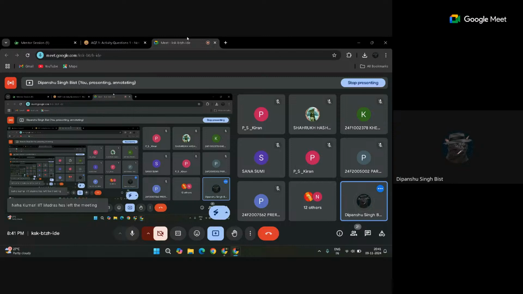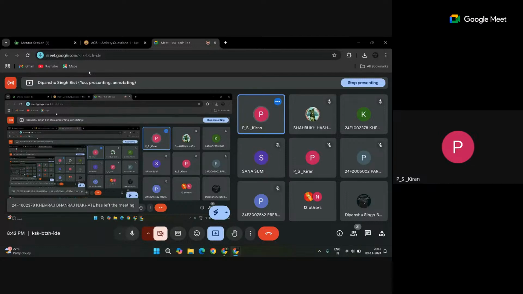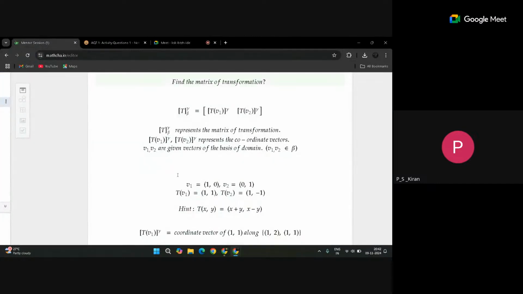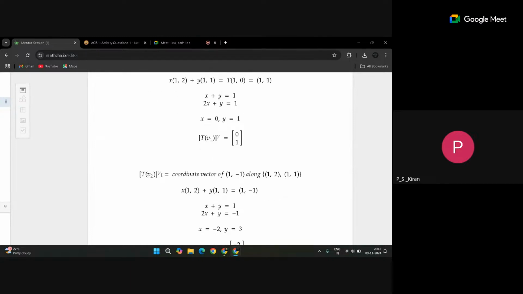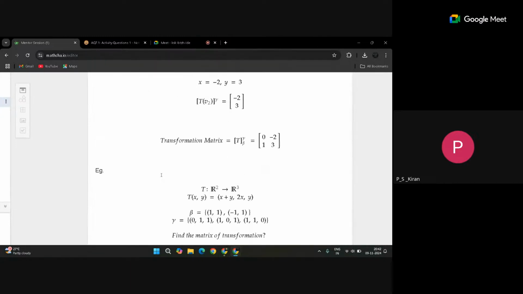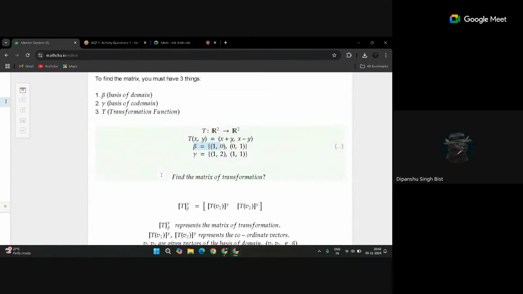Done? Yeah, that's okay, sir. But I'm asking about the matrices for the equivalence condition. How do we find the P and Q? Which basis do we have to write in the form of a linear combination of which basis? Okay, I got that.